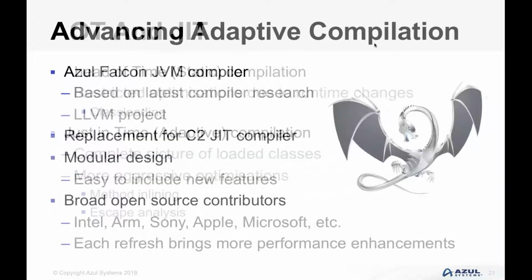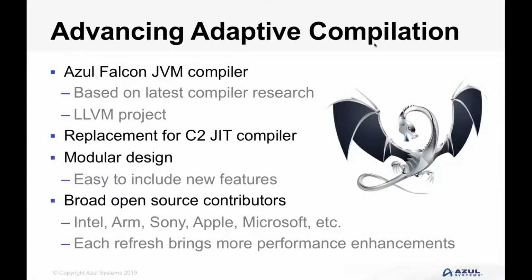So what we did was we looked at C2, the optimizing compiler, and we asked, how can we improve that? Initially, we looked at it and said, well, it's very old. It was written in 1998, and it's very difficult to make changes to it. It's a real monolithic piece of code that's very hard to maintain.